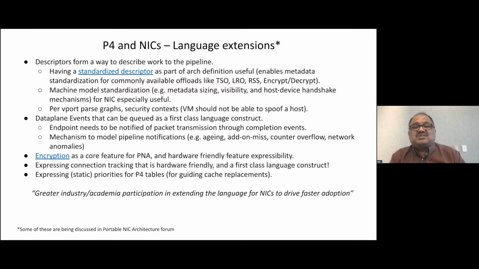Plus, how do we express a per-viewport parse graph? If you looked at the previous figure, in the Google use case, we have packets arriving from the host which need different treatment than packets that arrive from a VM. We want to associate security contexts with a VM. For instance, we don't want to give the VM the ability to spoof as though it was sending packets from a host. So we need separate parse graphs. We need an ability to express that as part of the language. This requires some changes to the way we've thought of the P4 standard architecture for NICs.